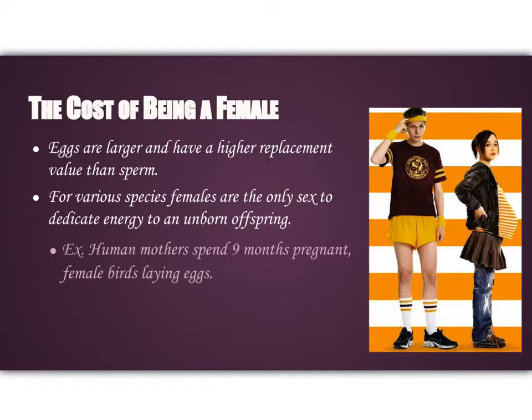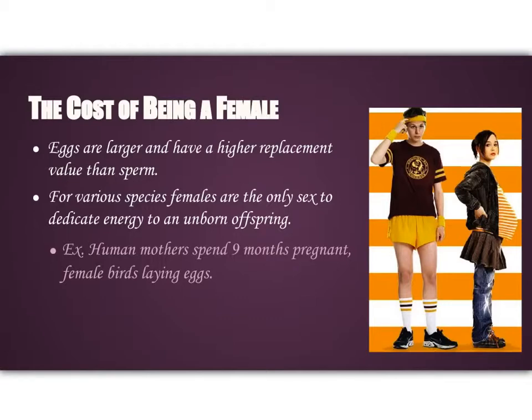Evolutionary biologists have come up with two theories explaining why females are choosier than males. One theory is that eggs are larger and have higher replacement value than sperm. Another theory is that females are the only sex to dedicate energy to an unborn offspring. This tells us that females will tend to be more discriminating about who has access to their gametes because females stand to lose more than males by making bad choices of mates.